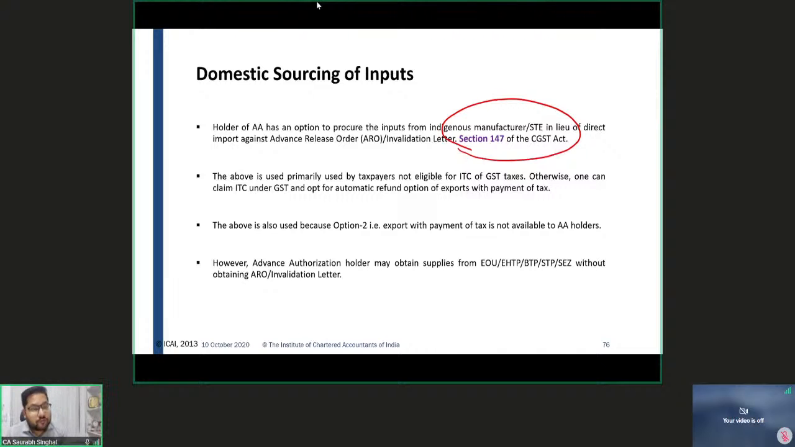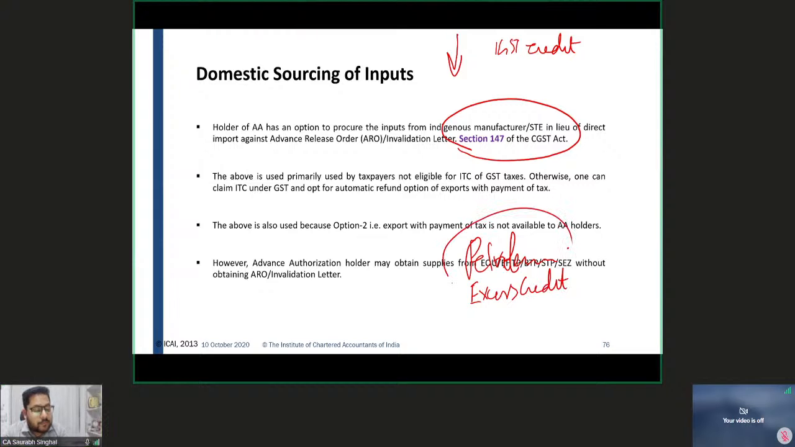Why would someone not procure from import but procure domestically against advance authorization? Because if you had procured domestically, you could have paid IGST and claimed credit and taken refund also, because you are exporting ultimately. But why would you do that? Maybe because you are a petroleum company. Maybe because you are a company which already has a lot of excess credit. Suppose you are a petroleum company, whatever taxes you pay domestically will not be eligible as credit to you because you are a non-GST supplier of goods. Maybe you are a tobacco company. In that case, what will you do? Even at the time of domestic procurement, you use your advance authorization and procure goods without payment of taxes. That is the relevance.